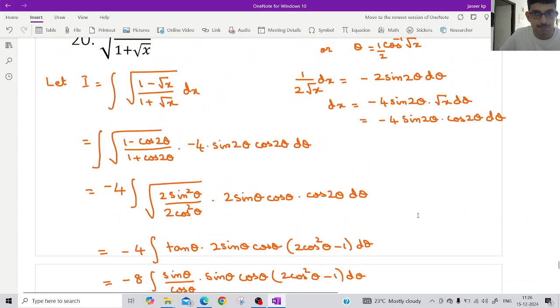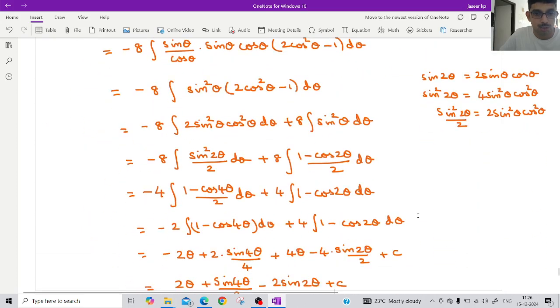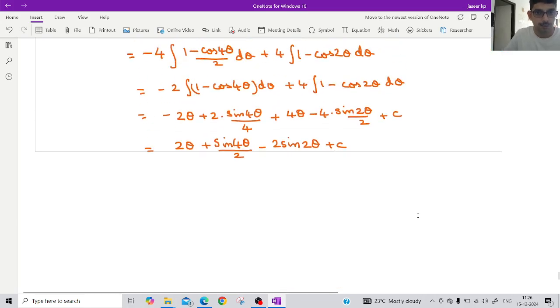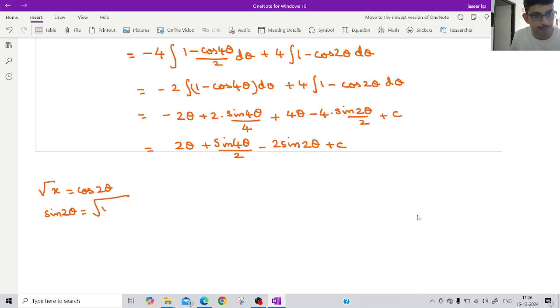So what was our substitution? Root x equal to cos 2 theta. So that means sin 2 theta is the square root of 1 minus cos square 2 theta. So that is the square root of 1 minus x. So theta is 1 by 2 cos inverse of root x.